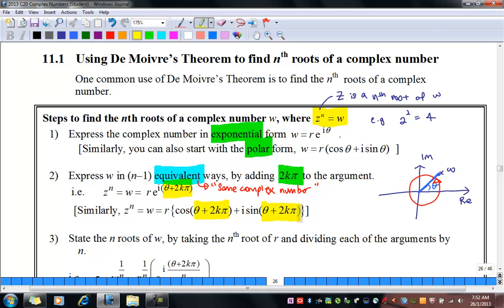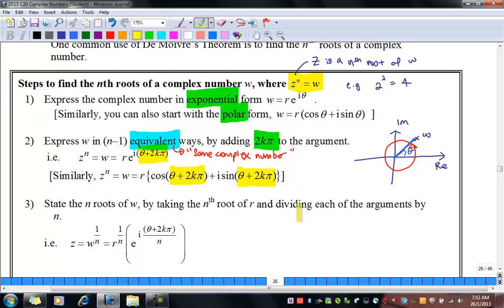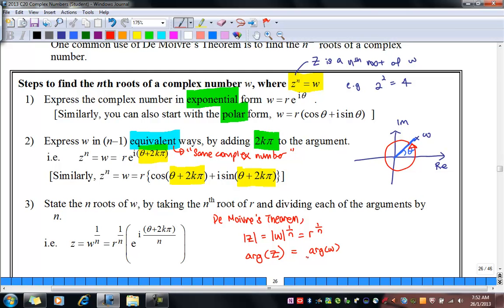Now why do I want to do this? Because in the next step, I'm going to state the nth roots of W using De Moivre's theorem. By De Moivre's theorem, I know that the modulus of Z would be the modulus of W to the power of 1/n, which is R^(1/n). And what about the argument of Z? I know that the argument of Z would be the argument of W divided by n, which is how I arrive at (θ + 2kπ)/n.